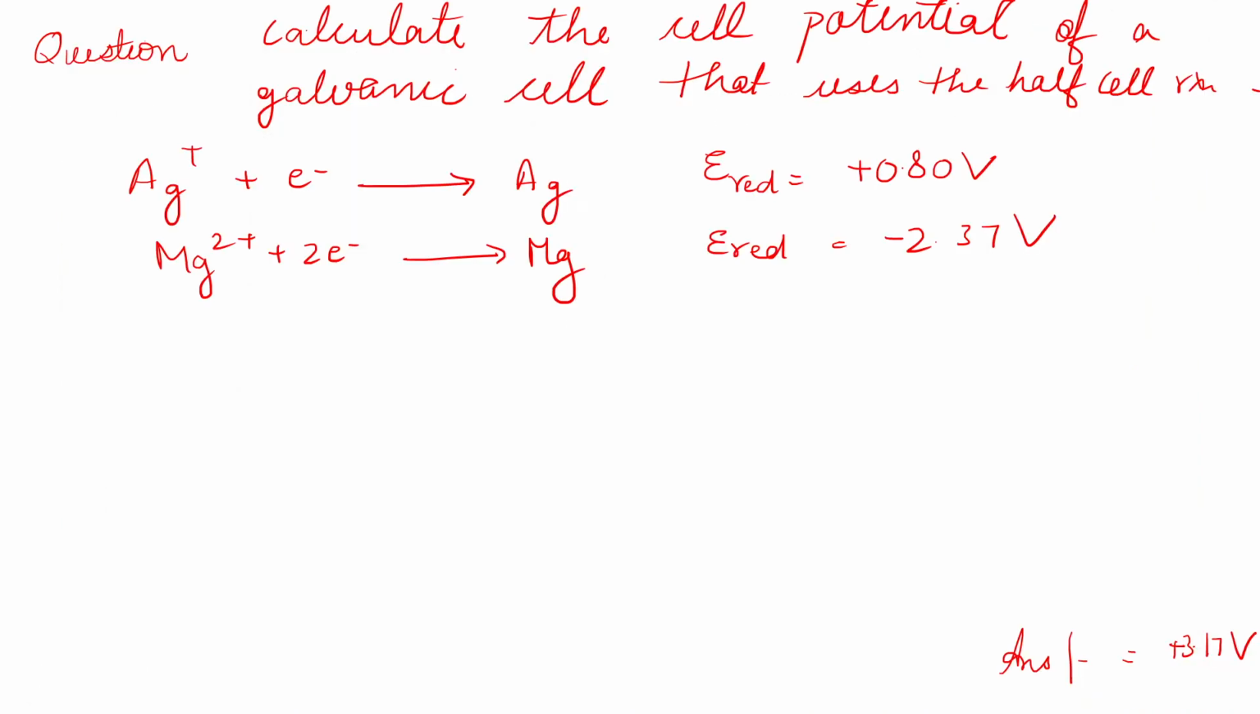So now we'll do some questions. So here is one question for you. Calculate the cell potential of a galvanic cell that uses the half cell reactions mentioned below. Please calculate the cell potential for the reaction. I'll give you 2 minutes.